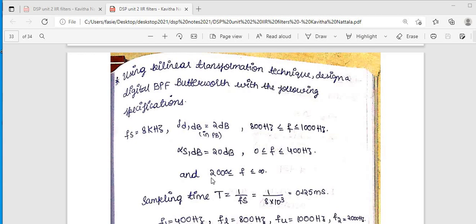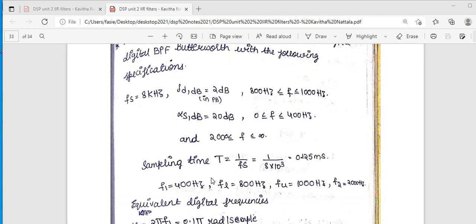First thing we have to find is T, right? Time period is not given. But what is the sample frequency Fs? It's not stop band, students, I'm sorry, it's the sampling frequency. T is 1 by Fs, right? Time period is the reciprocal of the frequency. So 0.125 millisecond is T. We got T, taken in terms of time.